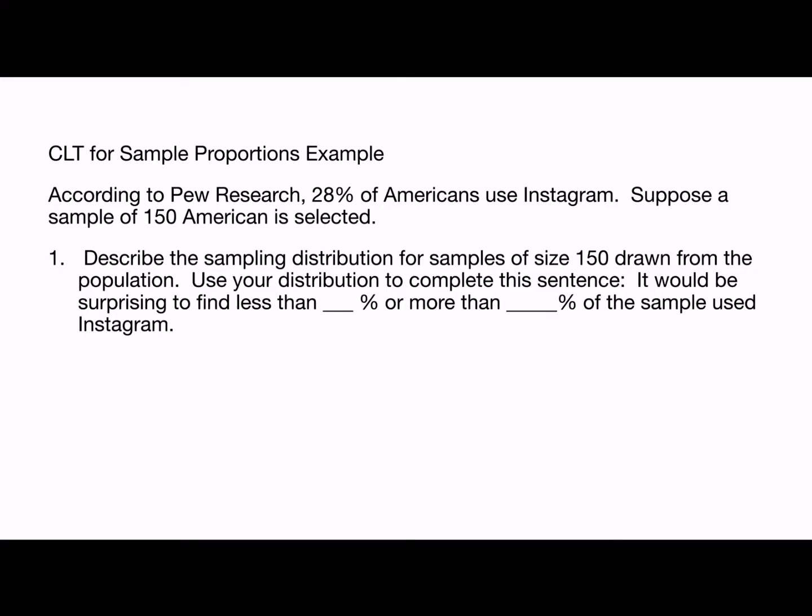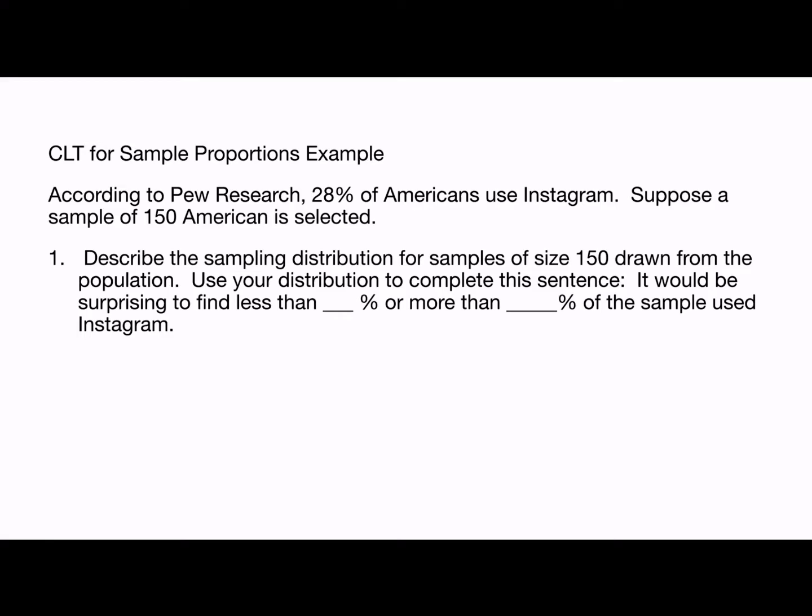This is an example of the central limit theorem for sample proportions. According to Pew Research, 28% of Americans use Instagram. Suppose a sample of 150 Americans is selected. Describe the sampling distribution for samples of size 150 drawn from the population.